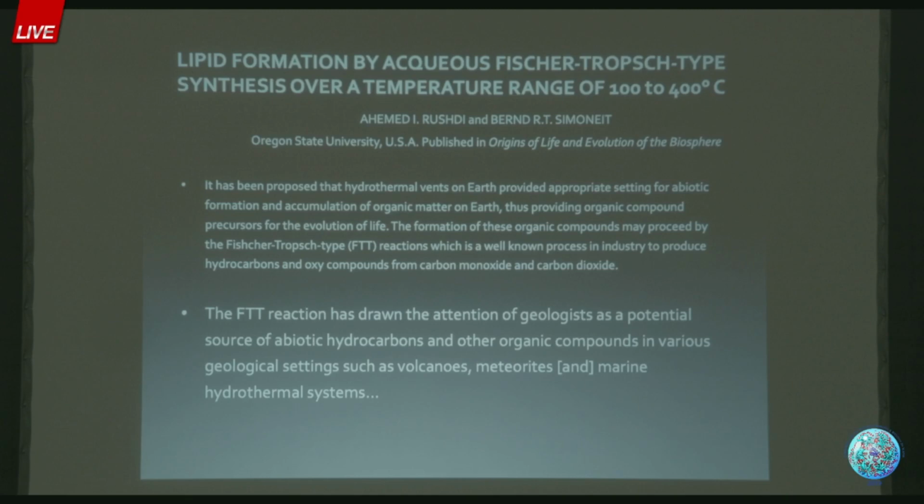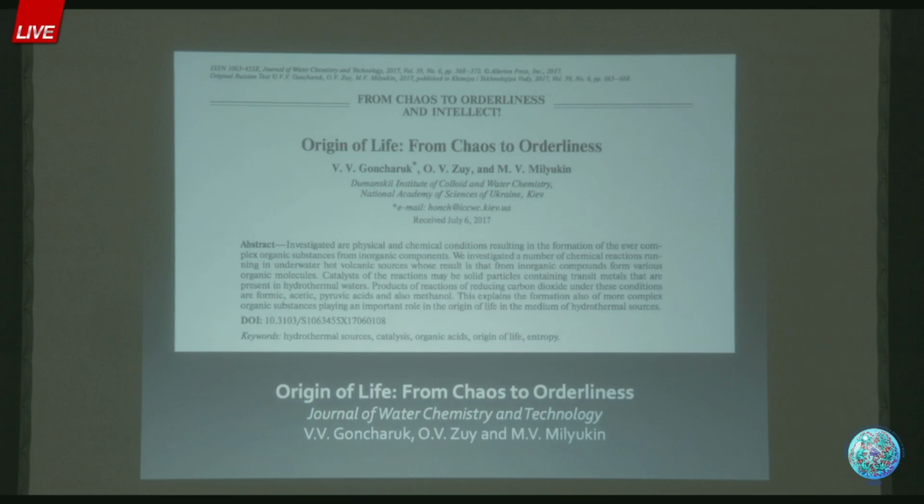One of the reasons I mention this particular one is because of the lipids that are sometimes found on these carbonaceous chondrite meteorites. And of course, lipids are a key component of the membranes of cells. There's another one. I love the title of this paper, Origin of Life from Chaos to Orderliness. Because if anything can create order from chaos, it is sound. You saw it in Rupert's wonderful presentation, and I see it virtually every day in the lab working with the cymoscope.